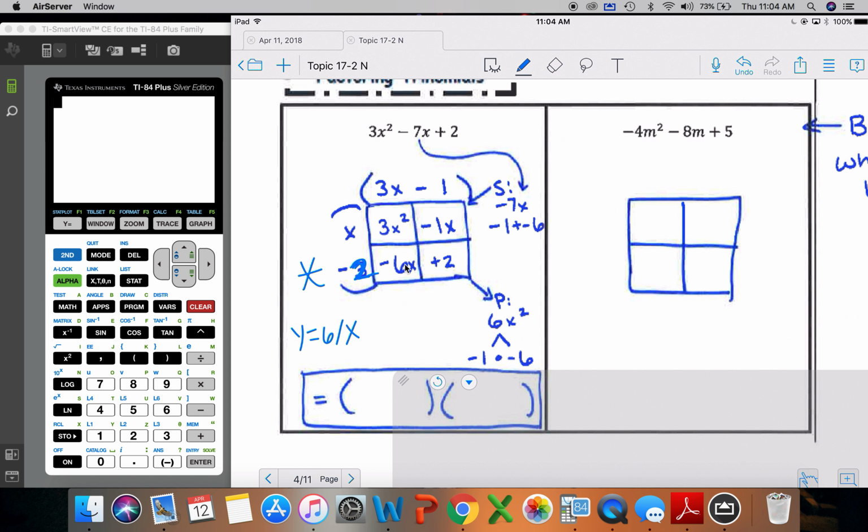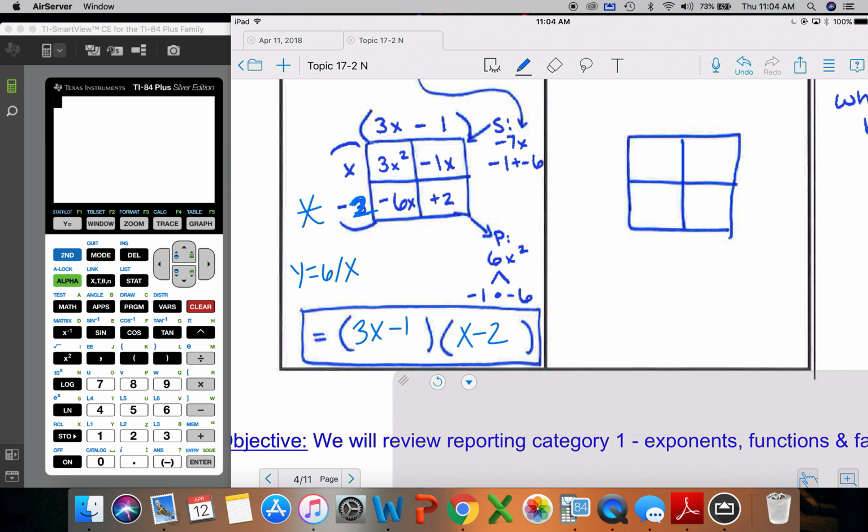From there, we take out our GCFs. So 3x squared and -6x share a 3 as well as an x. -1x and 2 share a -1. 3x squared and -1x share an x. -6x and 2 share a -2. So my answer down at the bottom is going to be the two factors listed on the top and on the side. So 3x minus 1 and x minus 2.